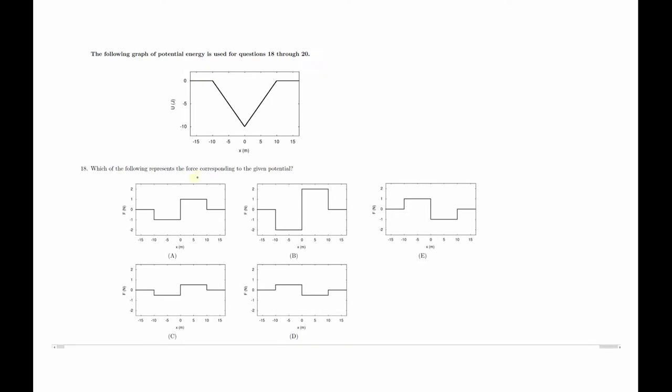Okay, notice it said force and given potential. The given potential is pretty much the potential energy that you see on the vertical axis in the given diagram, and then the force is what you see in our given choices on the vertical axis. So in other words, the question is asking the relationship between the force and the potential energy here.